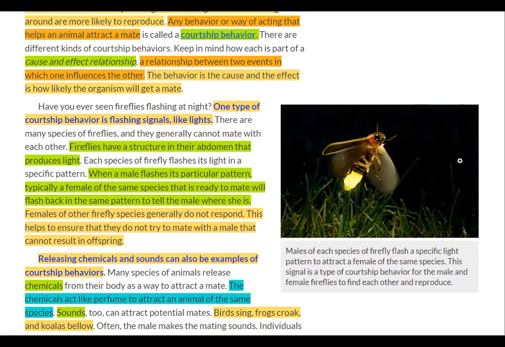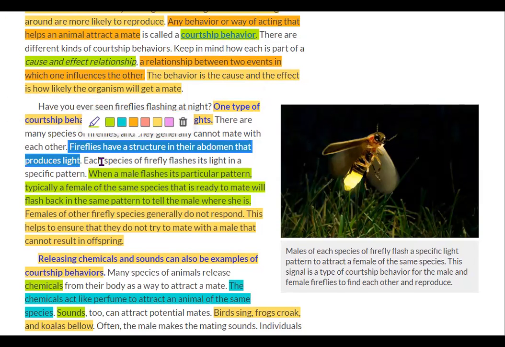And so if you've seen fireflies before, right, one thing about them is that they flash their lights, right? One type of courtship behavior is flashing signals like lights. And so there are a lot of species of fireflies, and generally many different species can't mate with each other. Only fireflies of the same species can mate with each other. Fireflies have the structure in their abdomen or their stomach area that produces light, right? And each species of fireflies uses its light in a specific pattern.